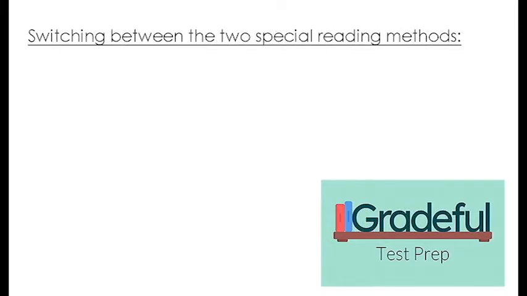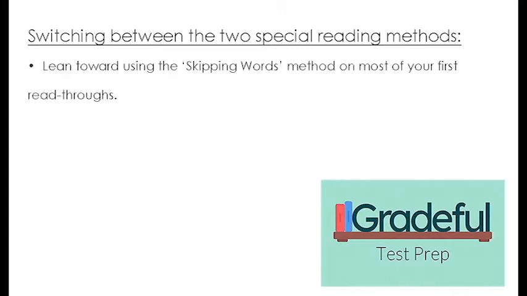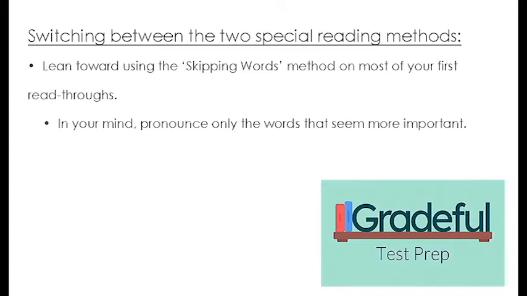When you do your first read of a passage, usually we're going to want you to use the skipping words method. In this method, you just go ahead and focus on the words that seem like they're most important, trusting that your mind can tell which words are more important and which ones are less important. What we're talking about is your mind's inner monologue. You only want your inner monologue to pronounce certain key phrases as you're reading, and we'll model this when we read through.